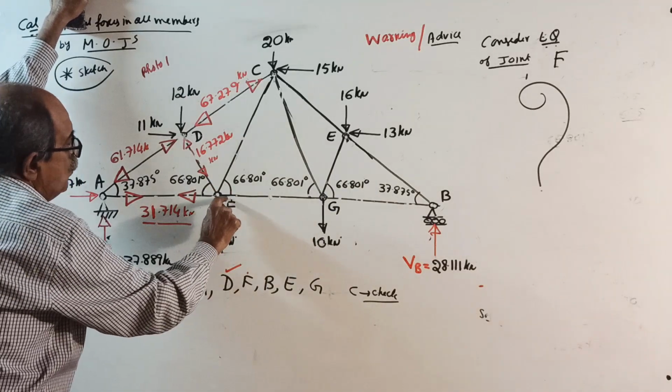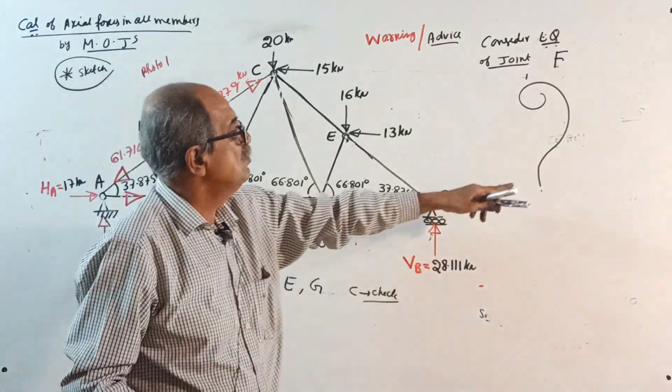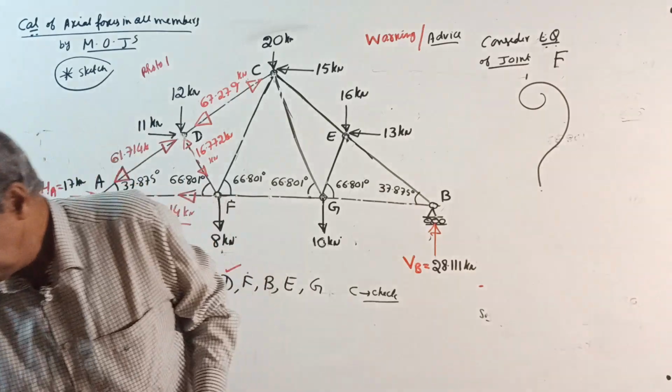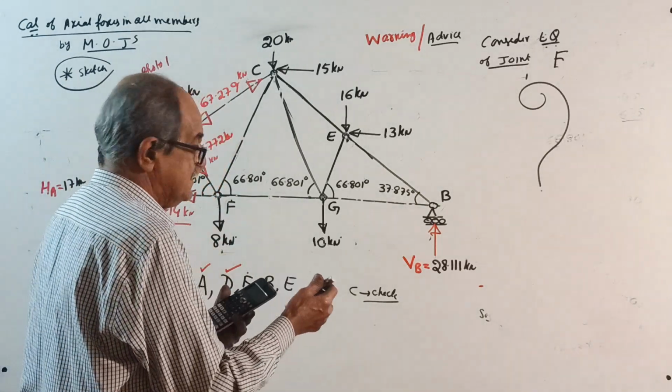16.772, 8, one unknown here, one unknown here. People who cannot solve, I told the same thing. I do not want such people in my class. Okay, I will give the direct answer. This time I will be careful.